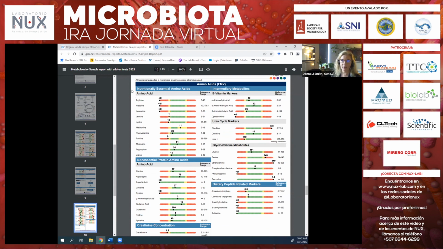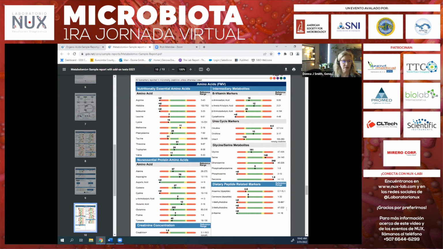We look here at the essential amino acids. These are the ones that it's necessary to take in from our diet. And then we look at the non-essential amino acids, and these are converted from our essentials into the non-essentials, and we look at the levels there. There are also B vitamin markers that we're looking at, the urea cycle markers, glycine and serine metabolites, and then these dietary peptide related markers.